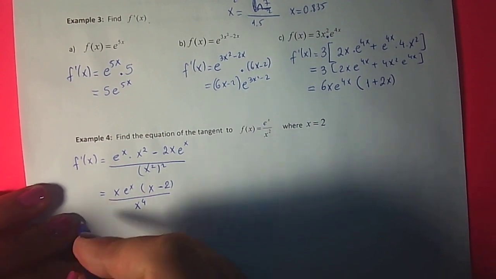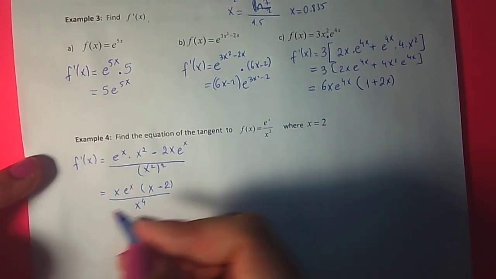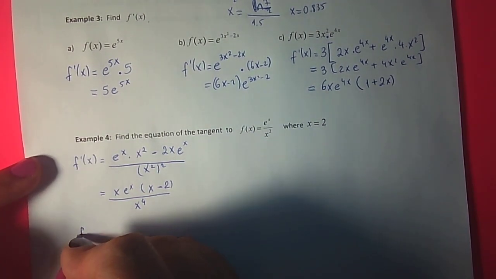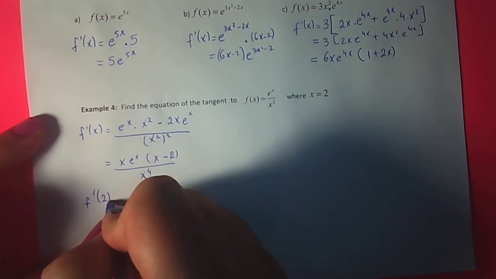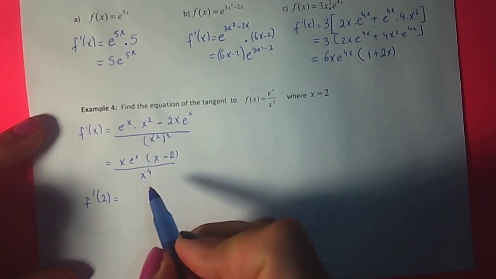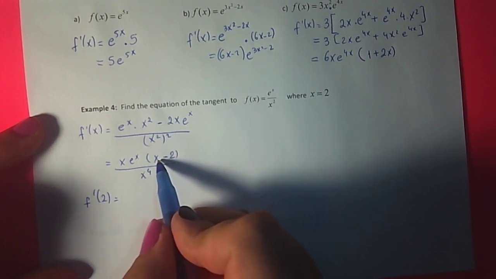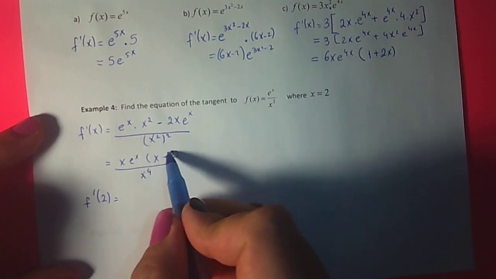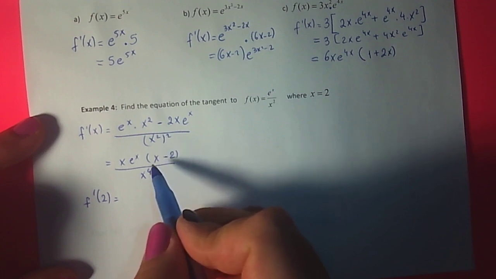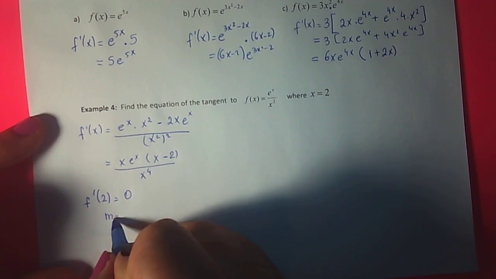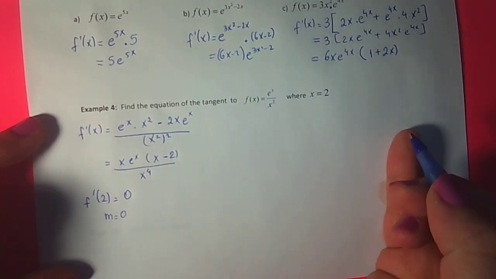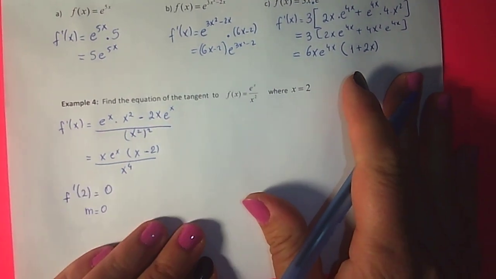Okay, so to get the slope of the tangent at x equals 2, we need the value of the first derivative when x is 2. So we substitute 2 in here, and we see that 2 minus 2 gives you 0, so numerator is 0, so 0 over anything is 0, so we get 0. So looks like slope of the tangent at x equals 2 is 0.